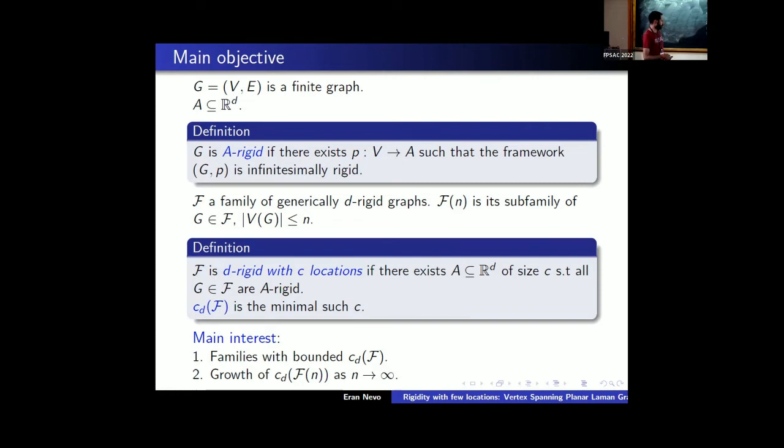So we are interested in families where this C_D of the family is bounded. Interesting families of graphs, so infinite family, but still that the C_D of it will be bounded. And if it's not bounded, then what is the growth of it as n tends to infinity? So C_D of Fn when n tends to infinity.